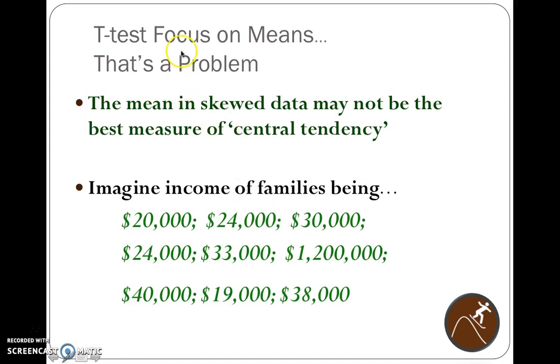And when we do a t-test, we focus on means. And that's a problem because the mean in skewed data may not be the best measure of central tendency. So imagine you've got a population with tremendous disparity in wealth. Most families make $20,000, $24,000, $30,000, $24,000, $33,000, $40,000, $19,000, and $38,000. But you've got one family that makes $1.2 million. So when you do the average for that, it's going to be skewed.